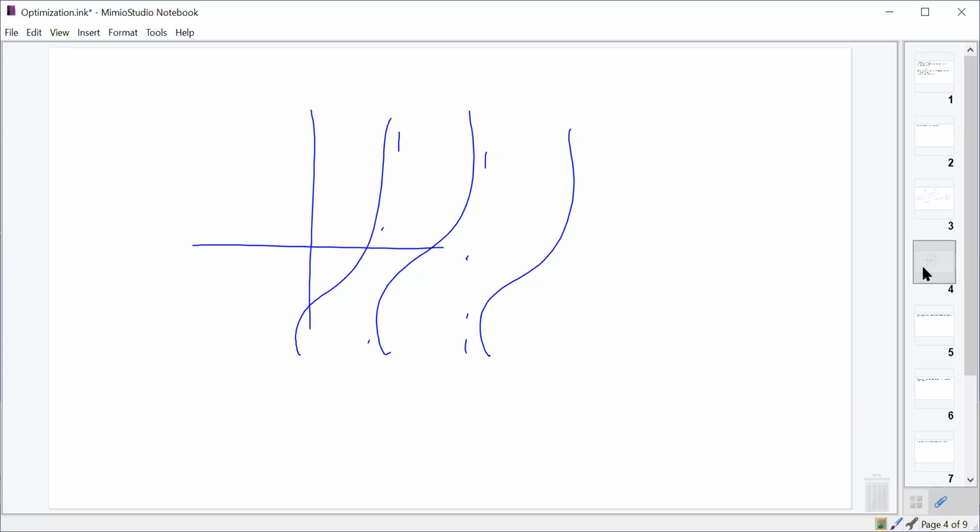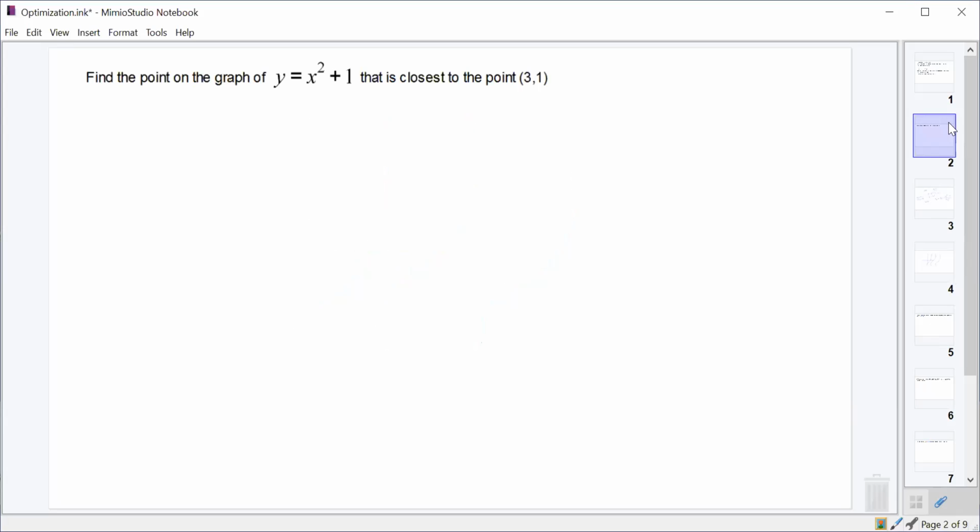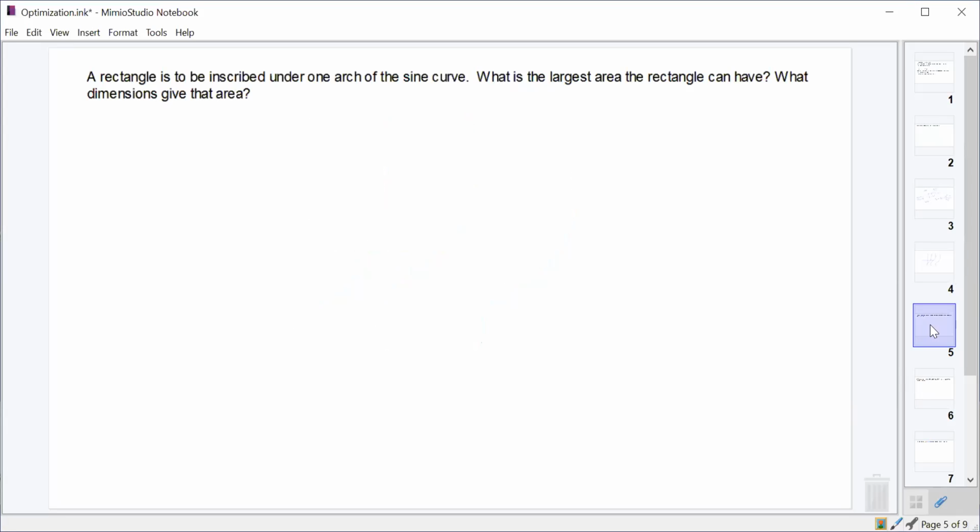All right, so let's get started. I think we only had a chance to do one optimization problem yesterday. Is that true? We just did the x squared plus 1, right? Okay, so today we're going to start with this fun one here.